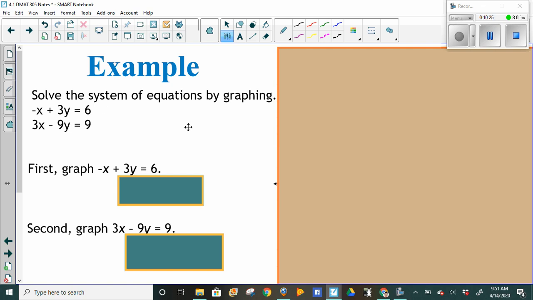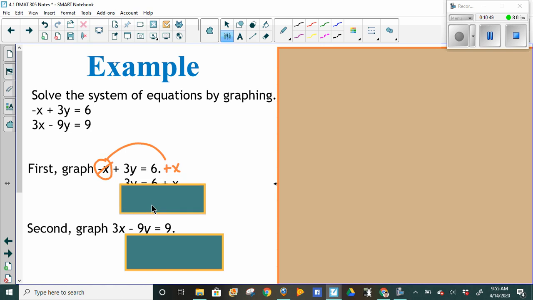So solve the system of equations by graphing. So we have negative x plus 3y equals 6. Okay, so we're going to take the negative x and we're going to add it to both sides. So we're going to take this negative x and move it over here by adding it.